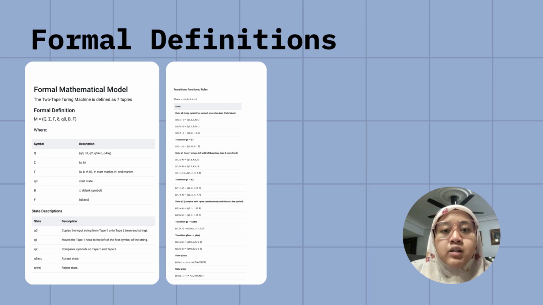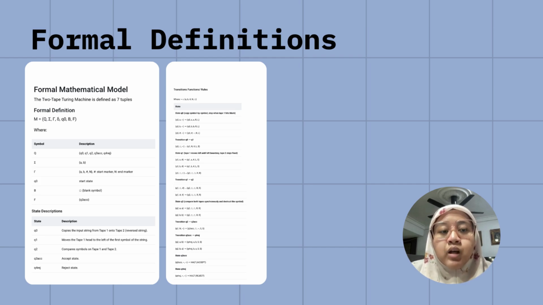Meaning the machine accepts when it reaches this state. So now I will explain the function of each state. In state Q0, the machine copies the input string from tape 1 to tape 2. However, because the tape 2 head moves in the opposite direction, the string is stored in reverse order. After the copying process is complete, the machine moves to state Q1.